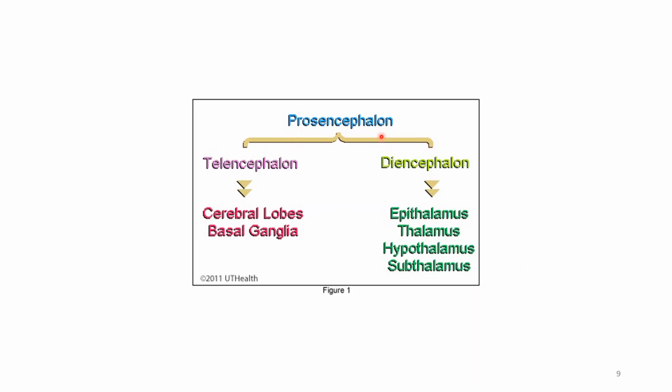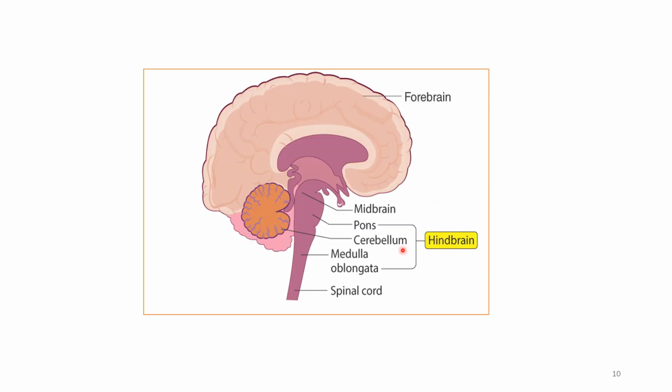So prosencephalon is divided into telencephalon, which includes cerebral lobes and basal ganglia. Diencephalon includes epithalamus, thalamus, hypothalamus and subthalamus. Here you can see the hindbrain clearly, with the pons, cerebellum and medulla oblongata. The pons and cerebellum are formed from the metencephalon, whereas the medulla oblongata is formed from the myelencephalon.